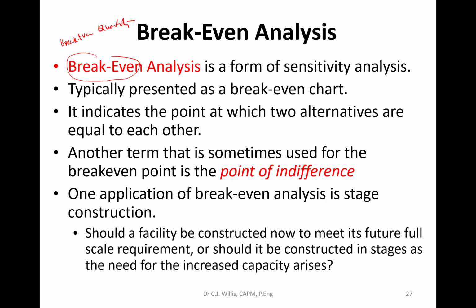Break-even quantity, Q, is also called the break-even point. Break-even point is basically the break-even quantity. It is the number of items that you produce so that you get the fixed investment back.